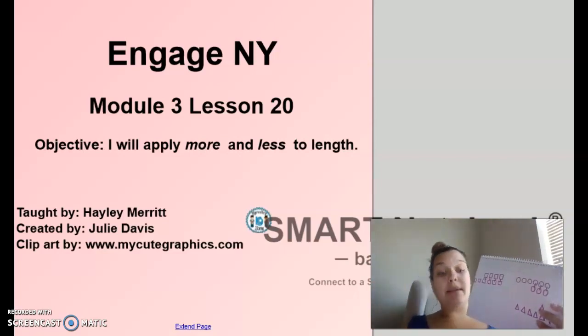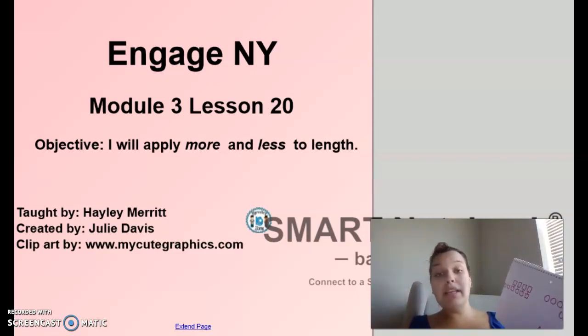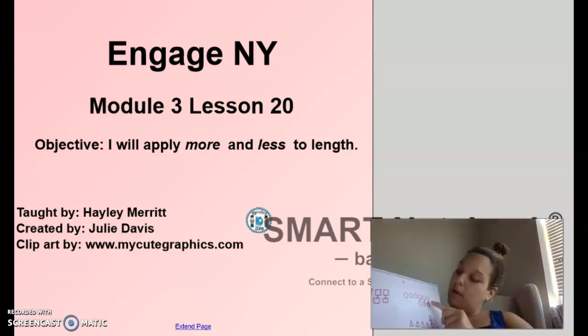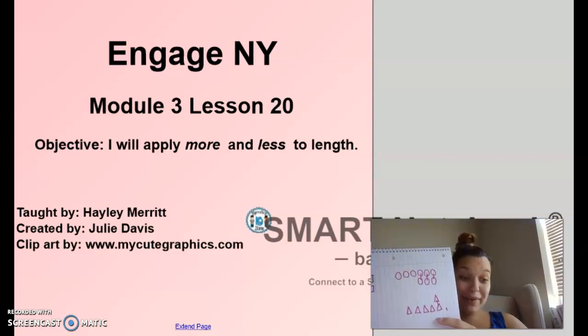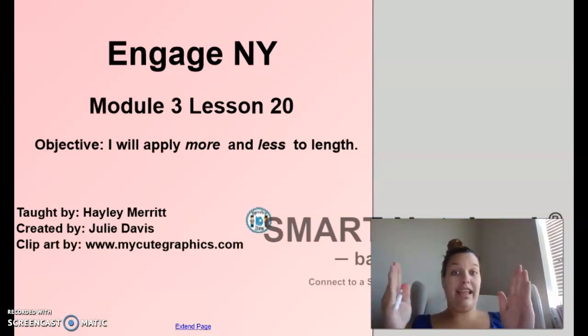We figured out which rows had more, which rows had less, how many more we would need for the top row to match the bottom row, or for the bottom row to match the top row, whichever row had more. We figured out how to see if there was a match for everything. Okay? So you guys did an awesome job applying the terms more and less when looking at length. And I am very proud of you.